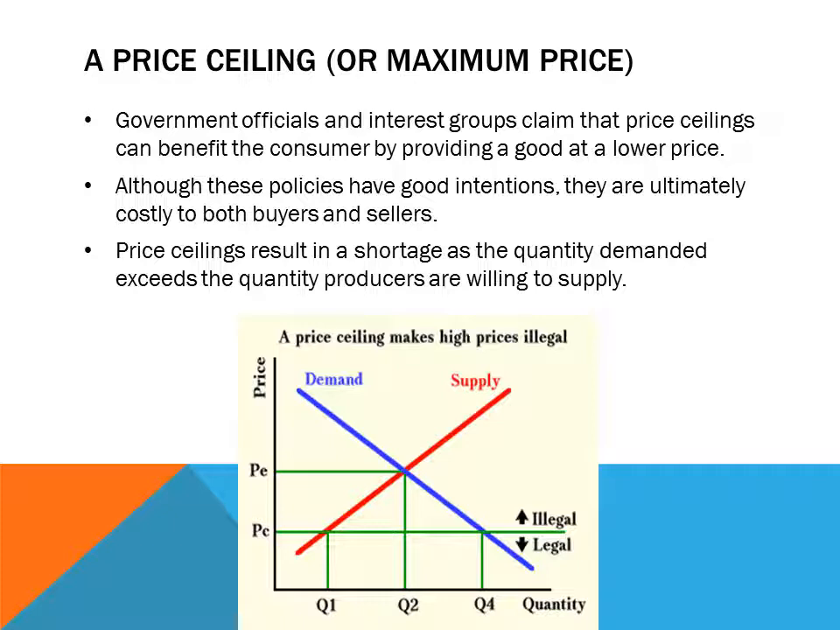Price ceilings result in a shortage as the quantity demanded exceeds the quantity producers are willing to supply in the market. Now, if we take a look at the diagram below, we can see that the equilibrium price in this market would be at PE and the equilibrium quantity would be at Q2. However, with the price ceiling imposed, the quantity demanded in this market increases to Q4, but the quantity supplied decreases to Q1. The difference between Q4 and Q1 is a shortage that we have as a result of the maximum price.